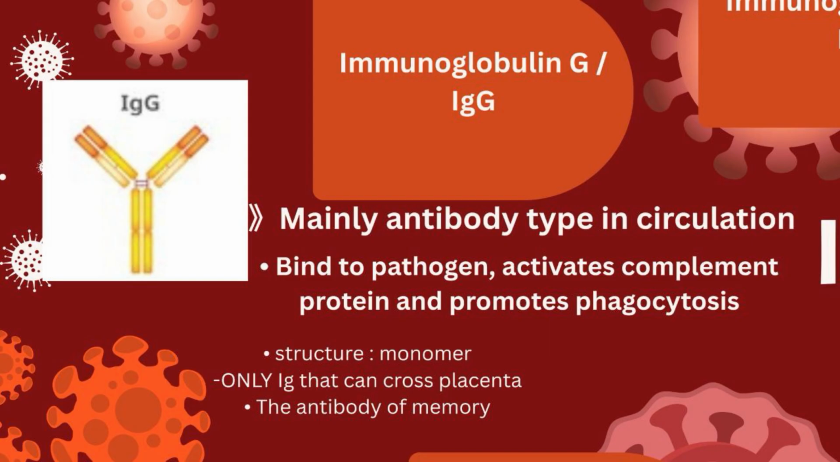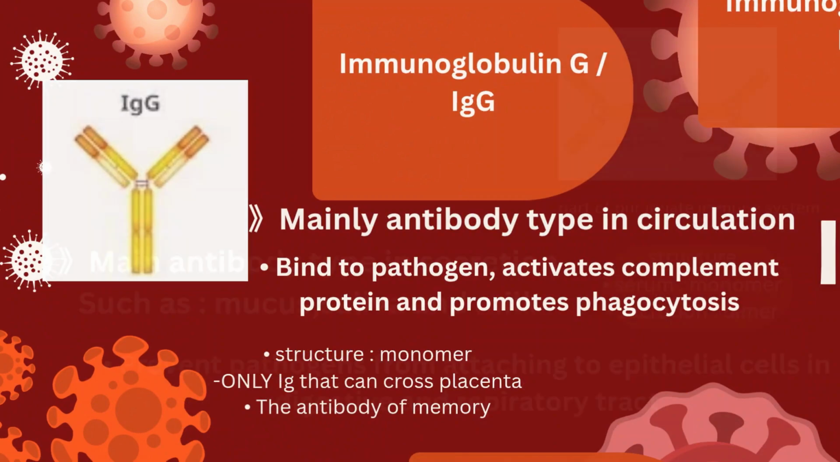Structurally, IgG is a monomer, meaning it has a single Y-shaped unit. One of the most important facts about IgG is that it is the only antibody that can cross the placenta. This allows mothers to pass immunity to their babies before birth. Because IgG remains in the body long term, it is also known as the antibody of memory.